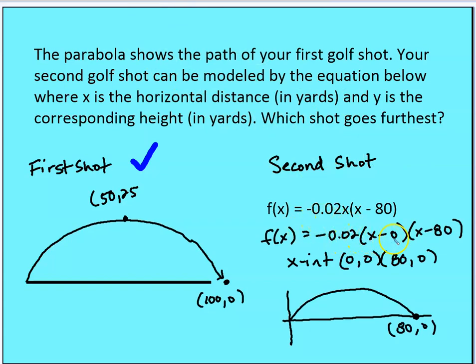All right, so I'm going to evaluate the second shot. I see that it's the same as intercept form, so I have my two x-intercepts at (0, 0) and (80, 0), where this is the ground, the x-axis. It intersects the x-axis at (80, 0). So the second shot is shorter, because the second shot travels 80 yards and the first shot travels 100 yards. Okay, this brings us to your classwork problem 2.2.4.